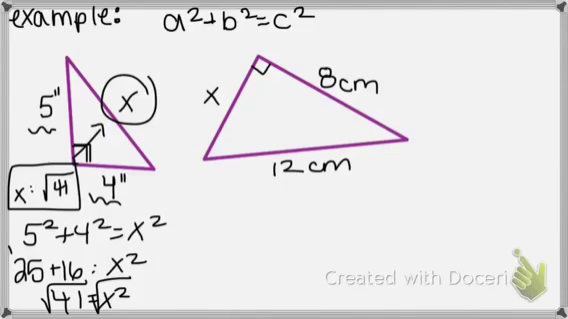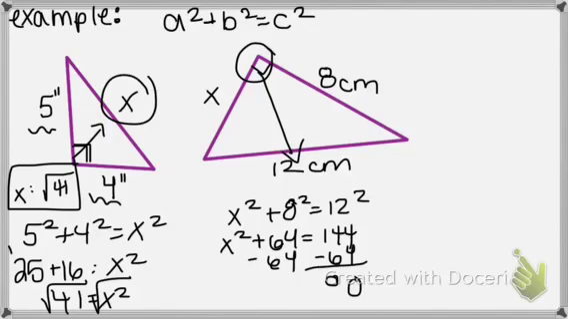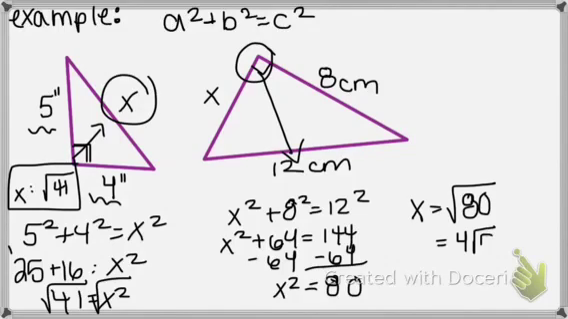Okay, now let's take a look at our second triangle here. This one's a little bit different because our hypotenuse is our 12 centimeters. So that's our c squared. So my legs are x squared plus 8 squared equals 12 squared. So I'm going to go ahead and simplify that out. Equals 144. And we subtract the 64 from both sides to get x squared, excuse me, equals 80. Then I take the square root, and we get, when simplified, 4 square root of 5.